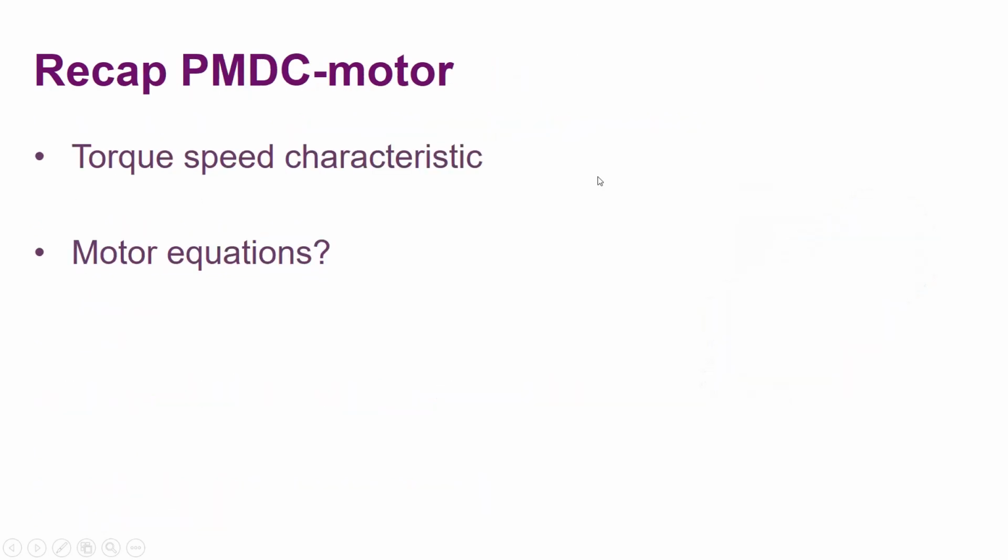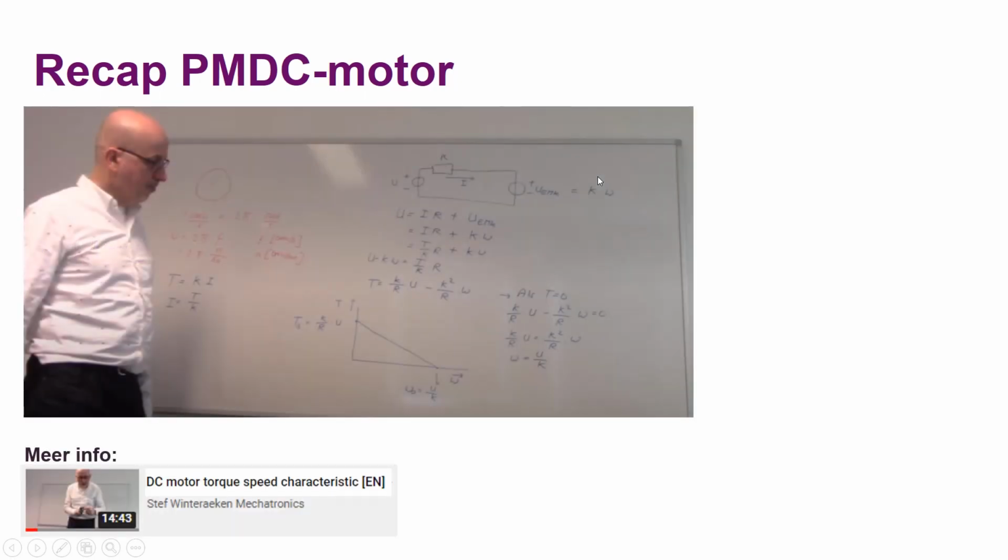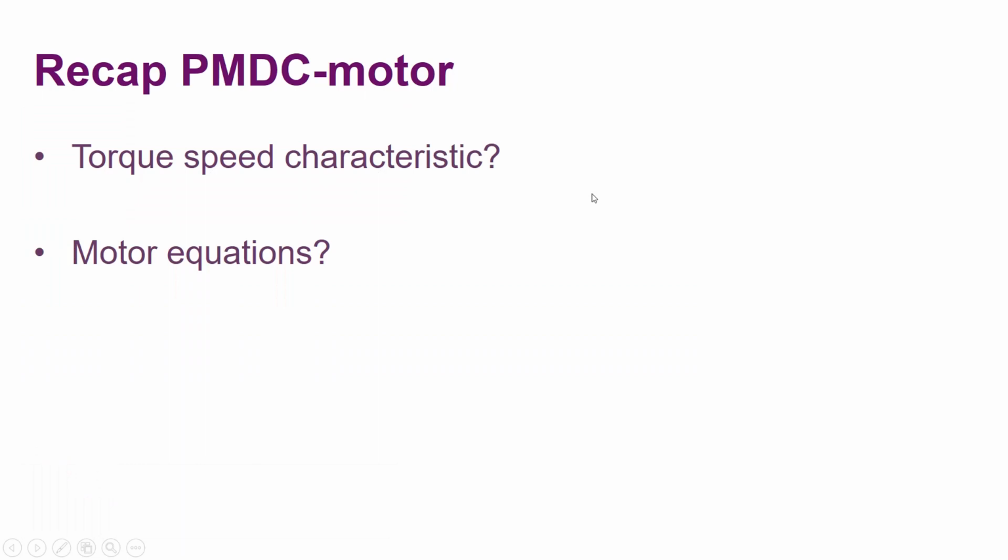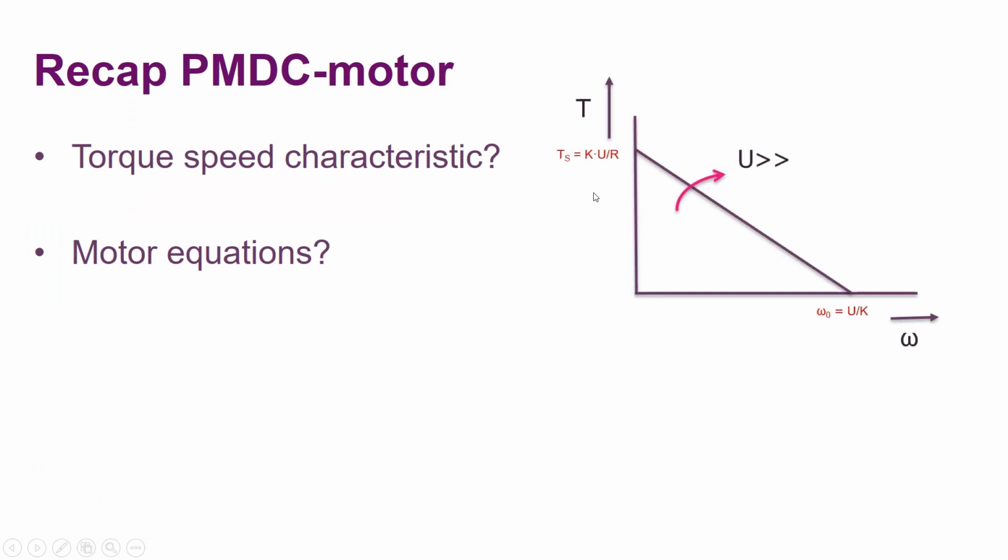So well, let's start off with a small recap of a PMDC motor. Let's start off with a torque speed characteristic. We're not going to do it in detail, because then I would refer you to a video in this channel which discusses the PMDC motor torque speed characteristic in more detail. So how did it look like, the torque speed characteristic of the PMDC motor?